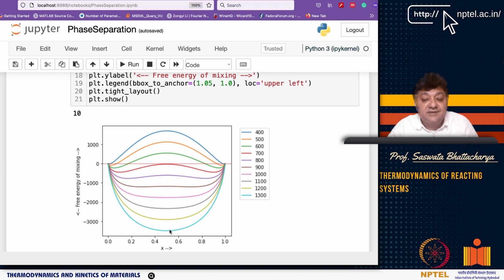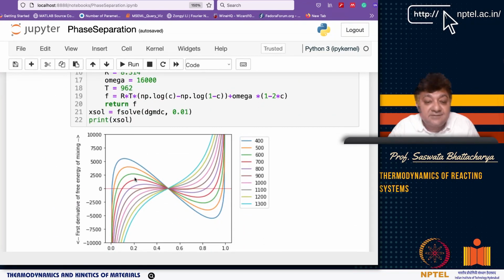So what is the thing? At 1300 you have only one minimum. It's a homogeneous solution, while at 400 you have two minima and one maximum, and these two minima correspond to the phase separated mixture of two phases. One is an A rich phase and one is a B rich phase, and this shows up here also, where I am doing del Gm del x equal to 0. It gives you two solutions, these two solutions and this one.